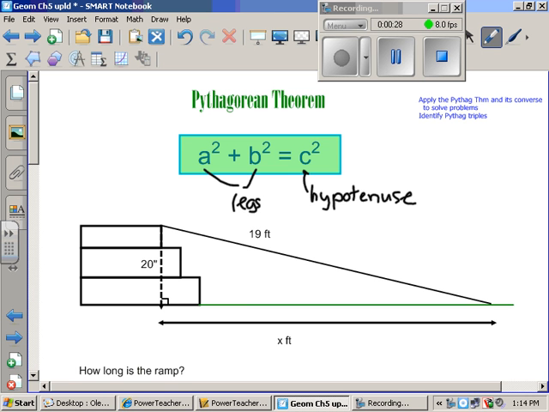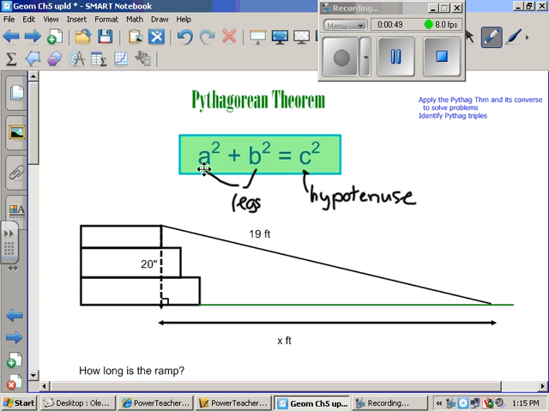Okay? So actually, this is a real life example. My mom is in a wheelchair, and we had to build a ramp so that we could get her wheelchair up to my house. The numbers aren't exactly right, but I measured the height of the steps, and it was 20 inches.